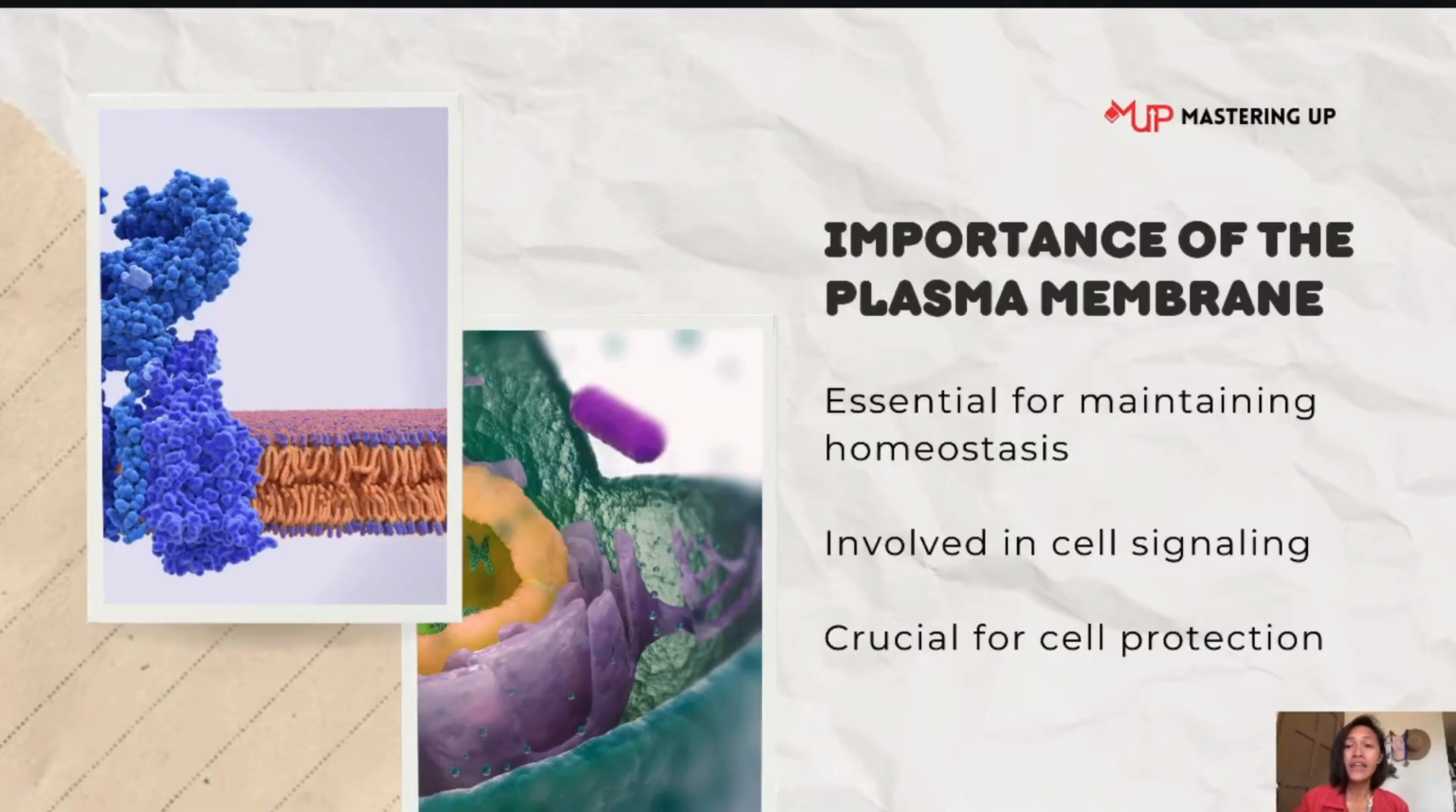In summary, the plasma membrane is essential for maintaining homeostasis, keeping the inside of the cell stable and balanced. Its selective permeability ensures that harmful substances stay out while allowing nutrients, gases, and other essential molecules in. The membrane also plays a key role in cell communication and protection. Without the plasma membrane, cells couldn't function properly and living organisms wouldn't be able to survive.